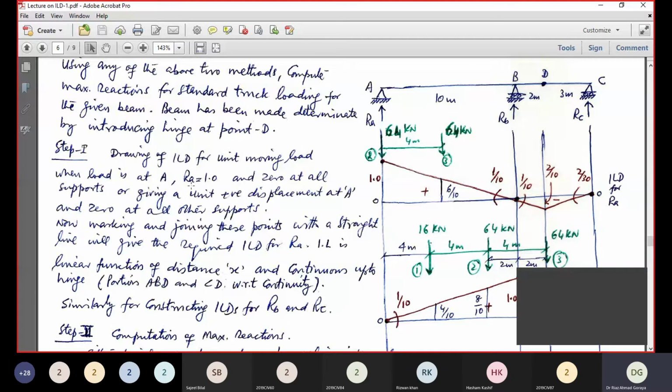Now drawing of influence line diagram for unit moving load when the load is at A, r is equal to 1. ये हमने पॉइंट यहाँ पे लगाया. सबसे पहले हमने ये डॉट लगाया.